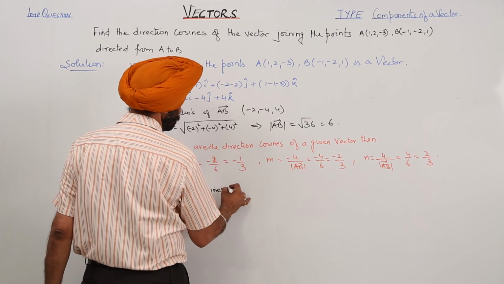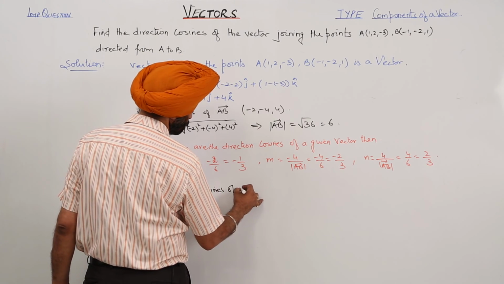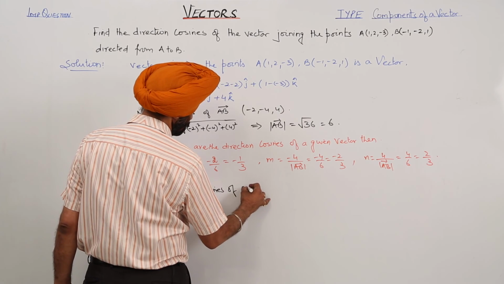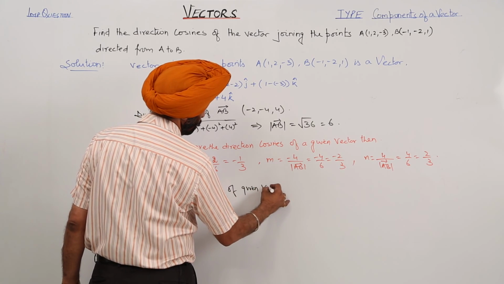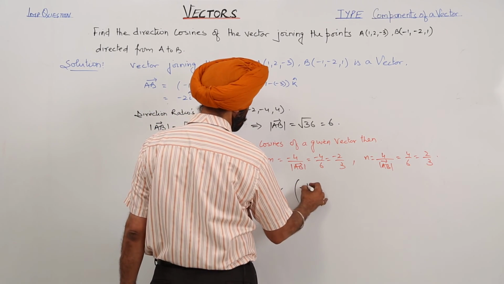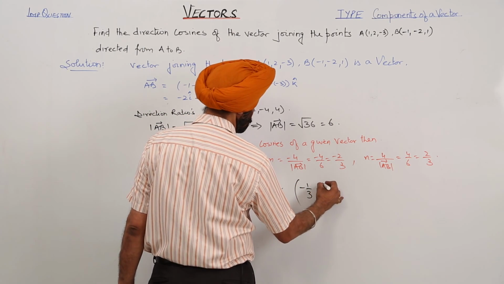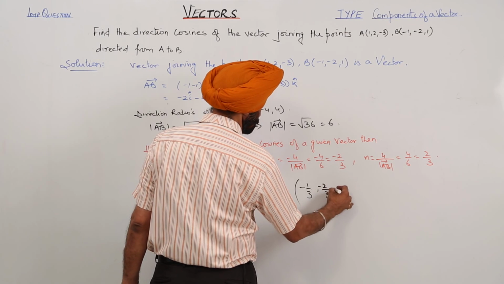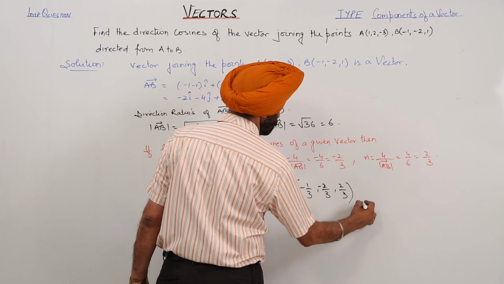Now the direction cosines of the given vector, that is AB, are -1/3, -2/3 and 2/3. This is the answer.